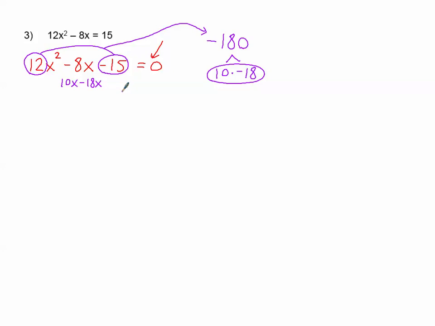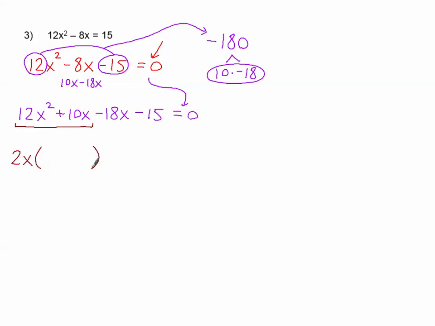Let's rewrite all four terms now. I have 12x squared plus 10x minus 18x minus 15 all equal to 0. Now I can do my grouping. I'm going to group the first two terms together and pull out a common factor. I see that they're both even, so I can pull out a 2, and they both have an x, so I'll pull out a 2x.